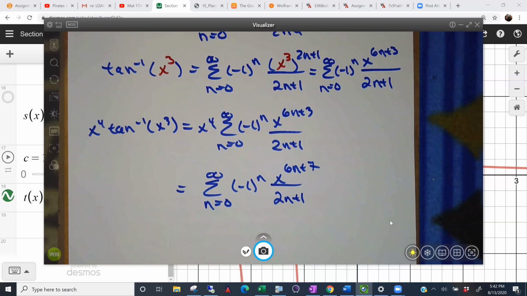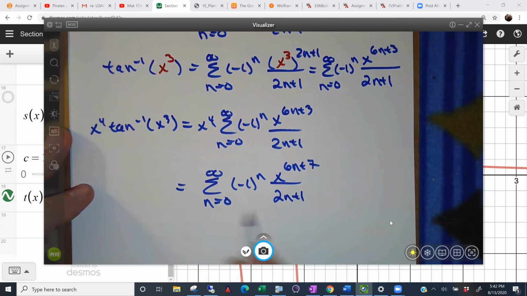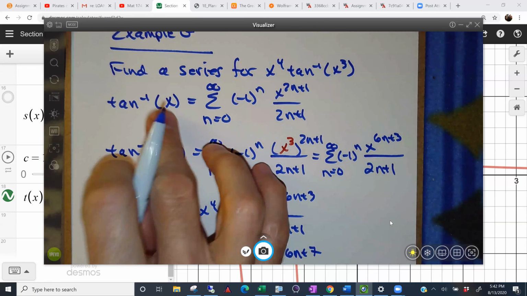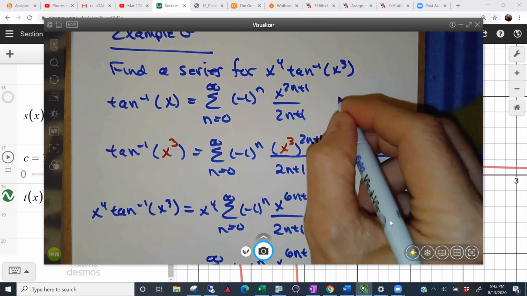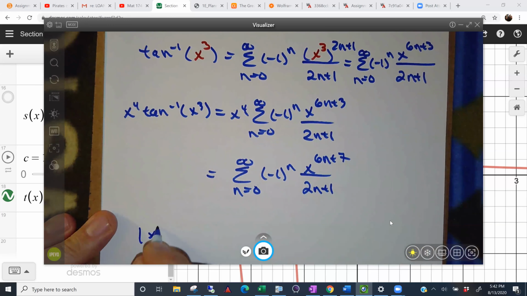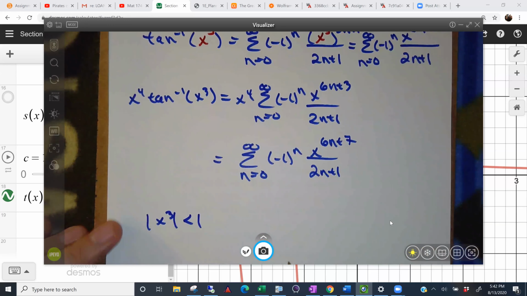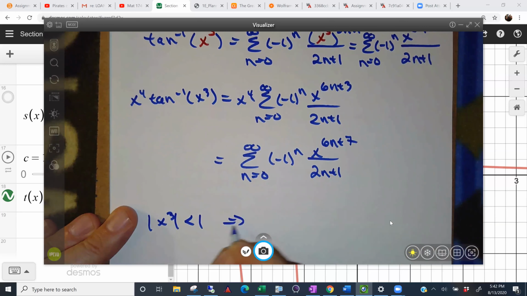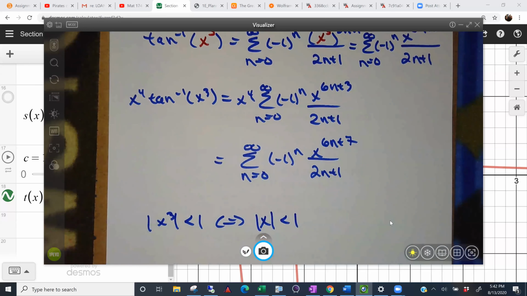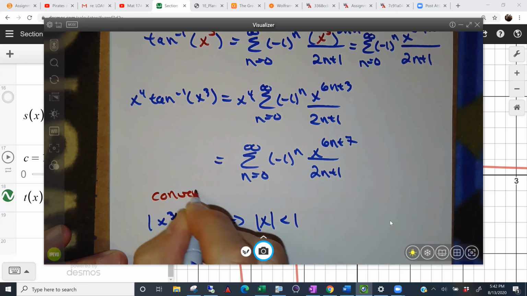Beautiful. Where does this converge? Well, it converges same place that series converged, which was when absolute value of x is less than 1. So now we want the absolute value of x cubed less than 1. And that's going to be equivalent to, I mean, x cubed less than 1 means exactly x is less than 1 in absolute value. They're going to have the same radius of convergence that it did before. Converges.